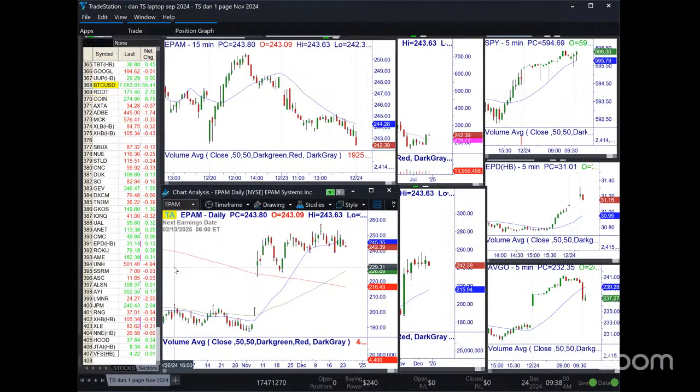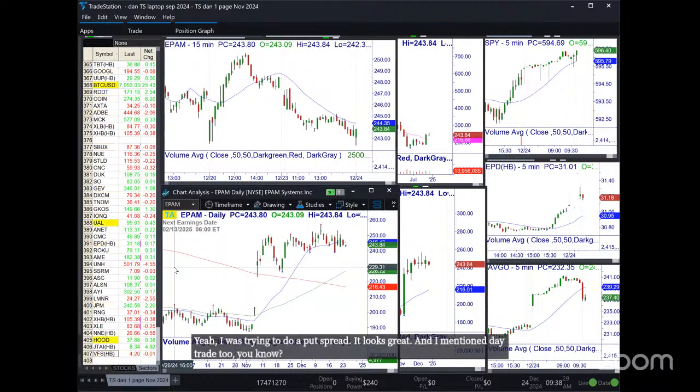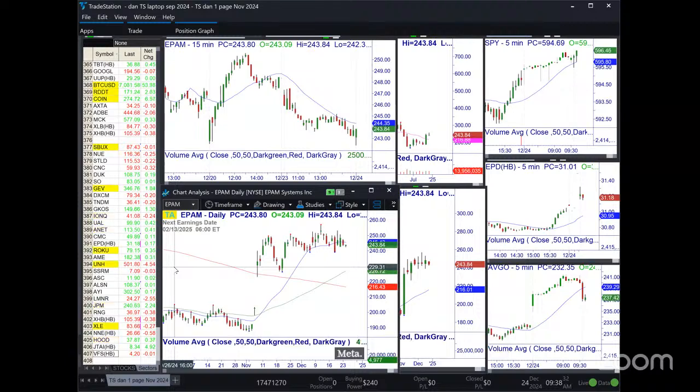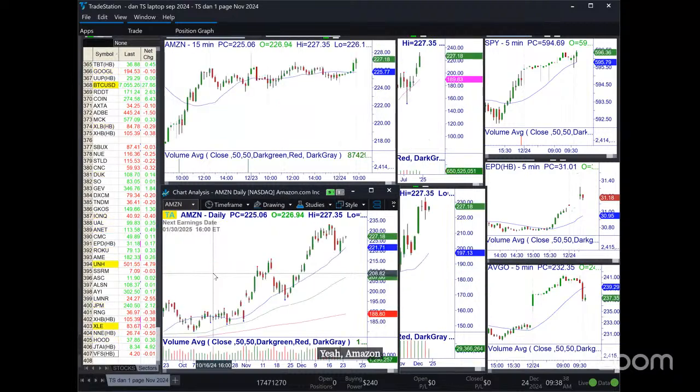All right, EPAM, let's cancel. Amazon. Yeah, I was trying to do a put spread. It looks great. And I mentioned day trade too. Yeah, Meta. Yeah, Amazon day trade. Look at that beautiful 15. Yep, that looks great.